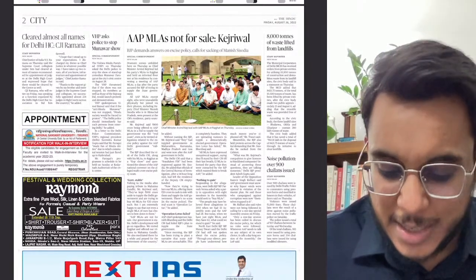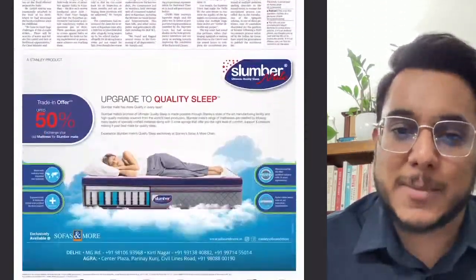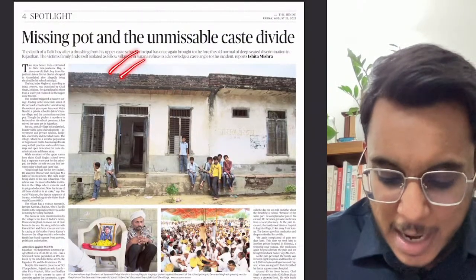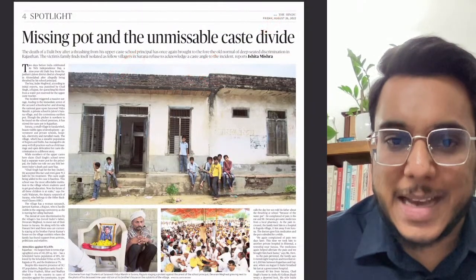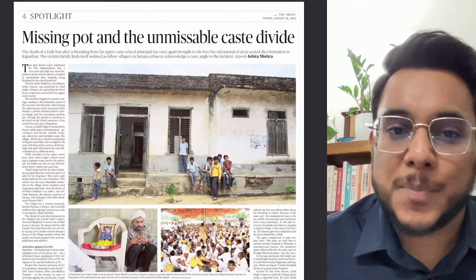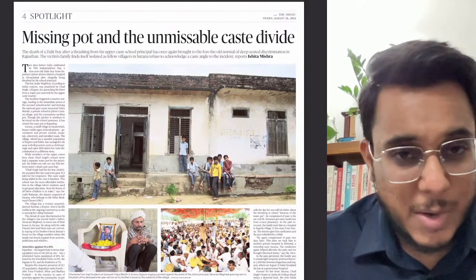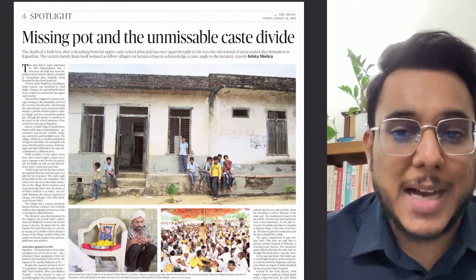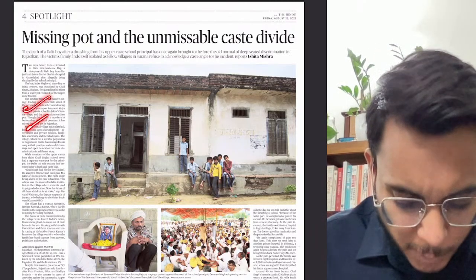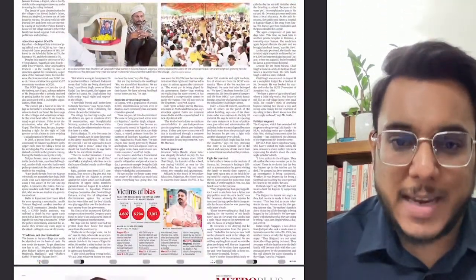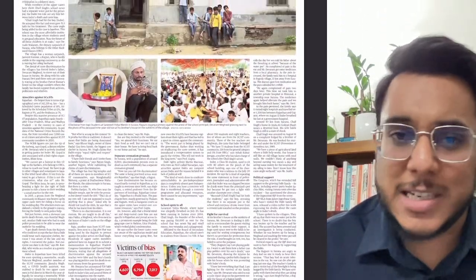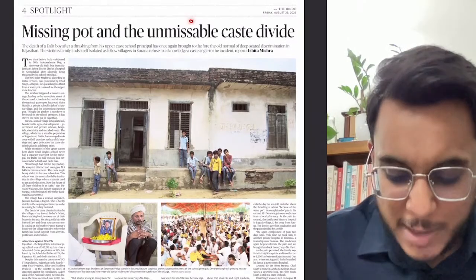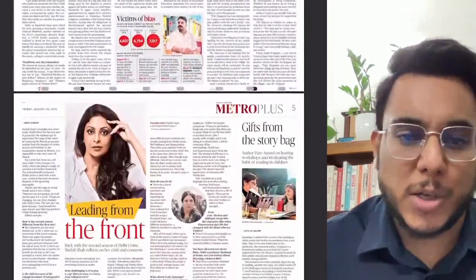Then in the city section, MLAs are not for sale, advertisements, all these things are going on. Then guys, missing pot and unmissable caste divide. Basically guys, recently one incident happened where a young Dalit boy was killed as he was thrashed by the principal, and then the angle of caste is coming. So the ground report from that angle is being discussed here, what events transpired and all those things. For the exam, not important. Don't go into this article.